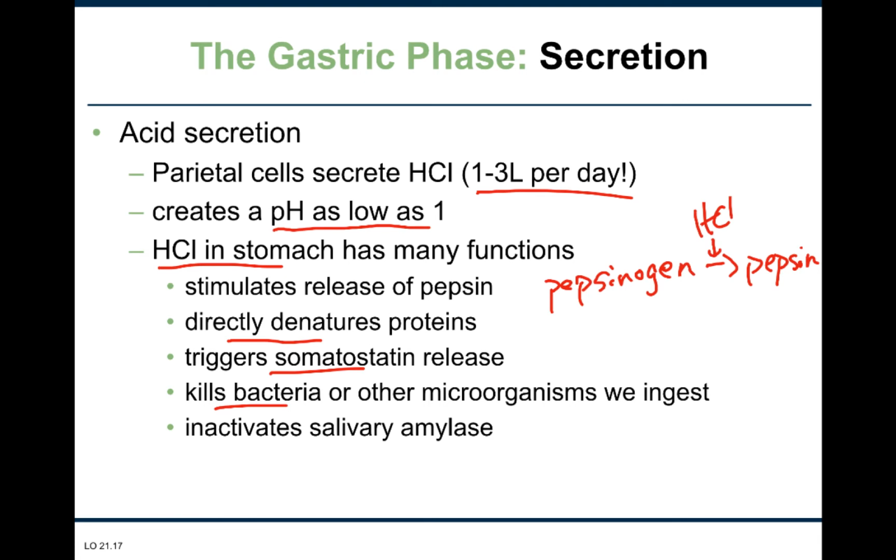Now here's one thing that I haven't mentioned so far, and we talked about it in the cephalic phase, but it was the role of salivary amylase in breaking down carbohydrates. As soon as that salivary amylase hits the stomach contents, it gets inactivated by the acid. So there is no carb digestion in the stomach.